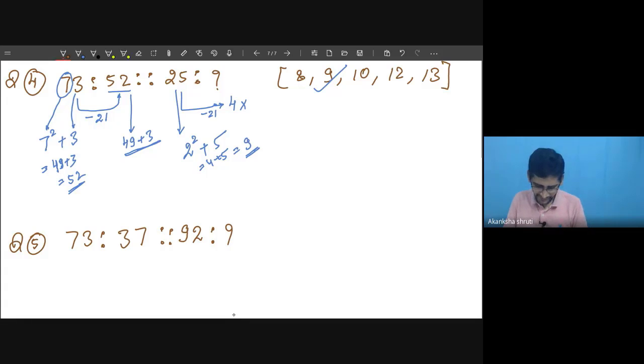Option A is 48, option B 49, option C 27, option D 29. What is the answer? Tell me quickly. Very good. 29.